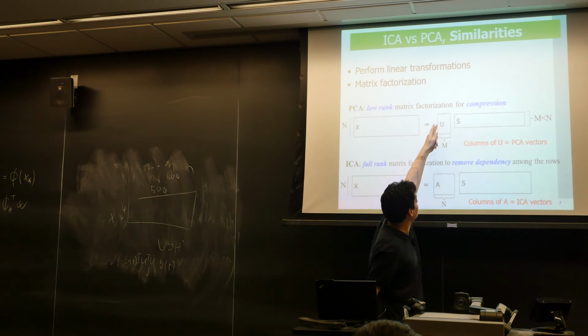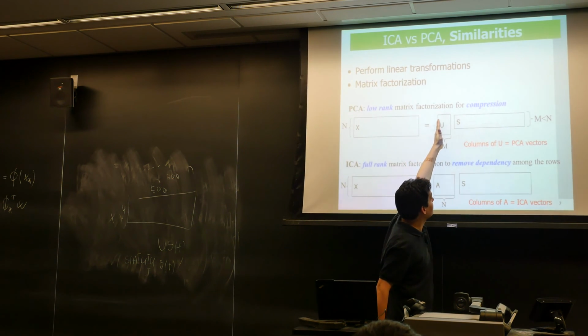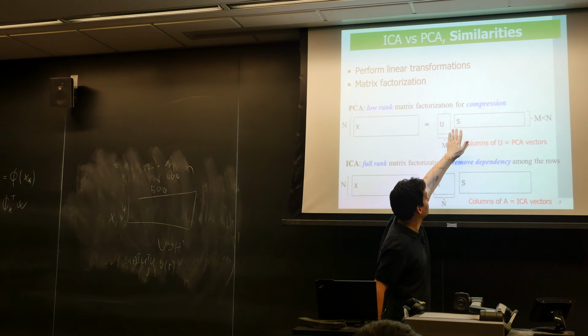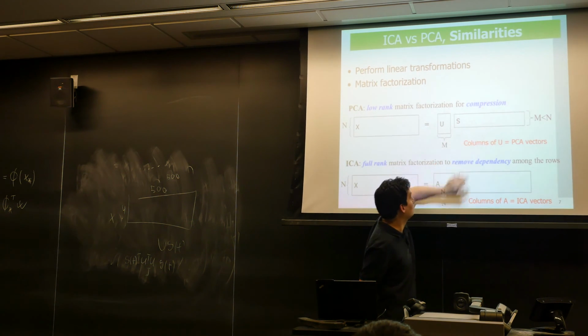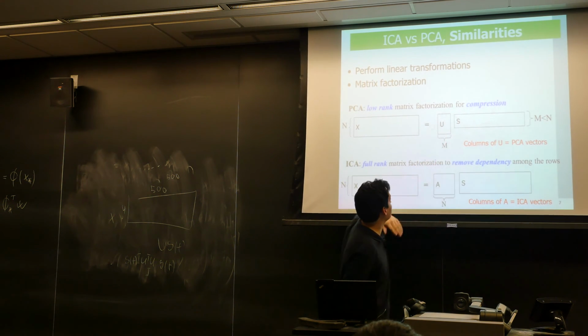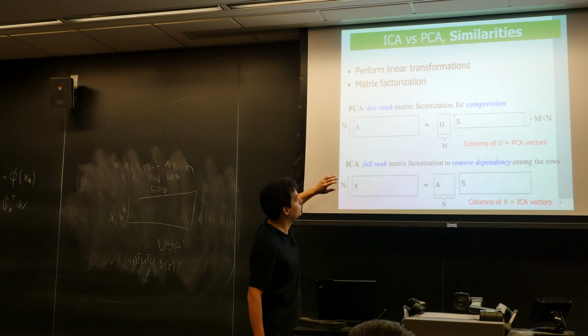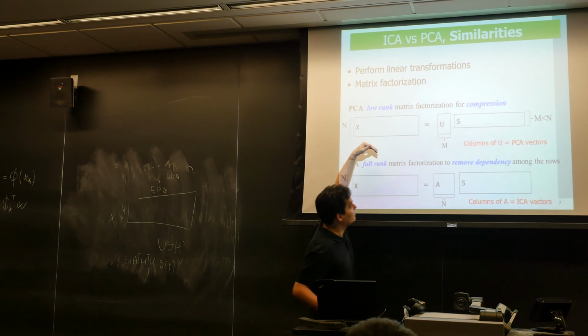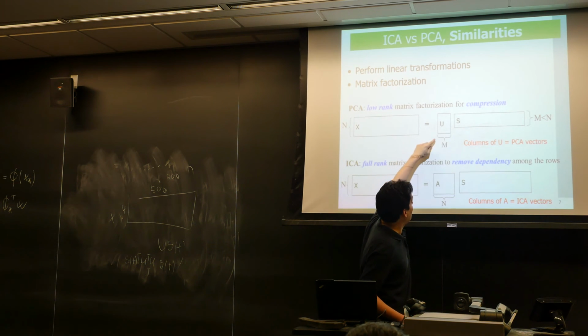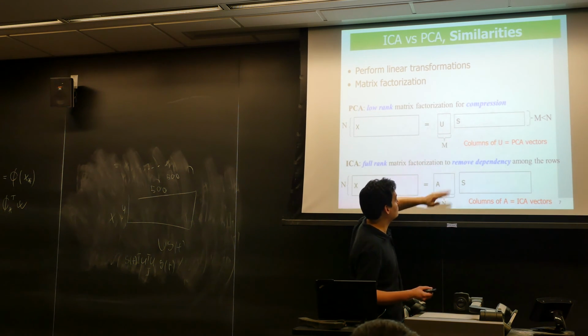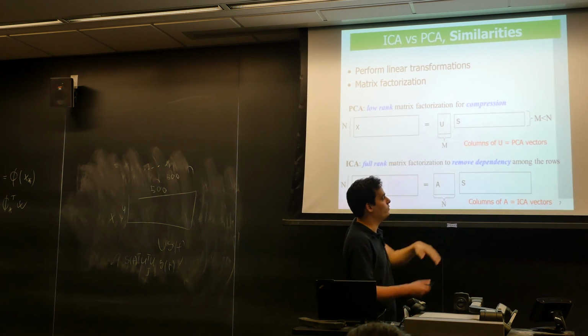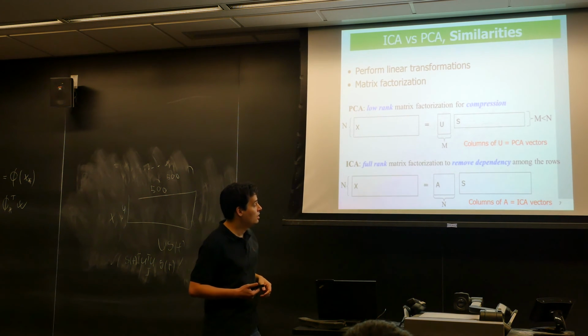So in this case, U can be the principal component vectors, and S were the new coordinates in the coordinate system of the PCA vectors. And if the original dimension was n, then we had, say, m principal vectors, where m was less than n. So this is how we compress the data.